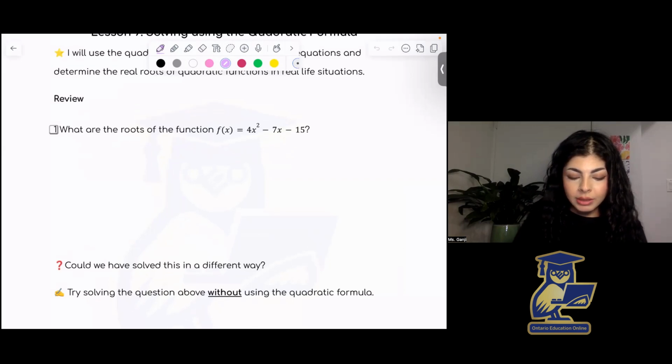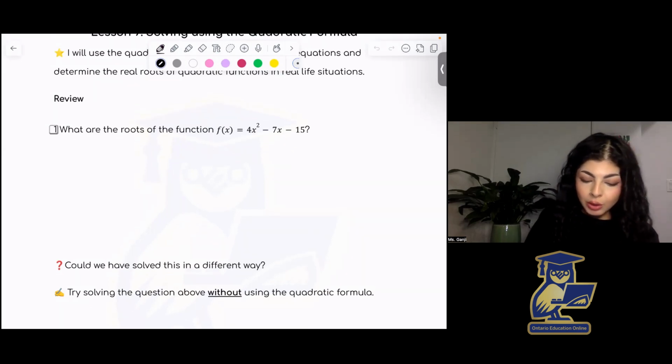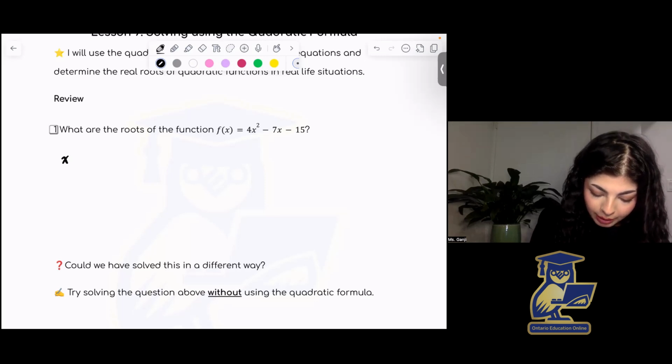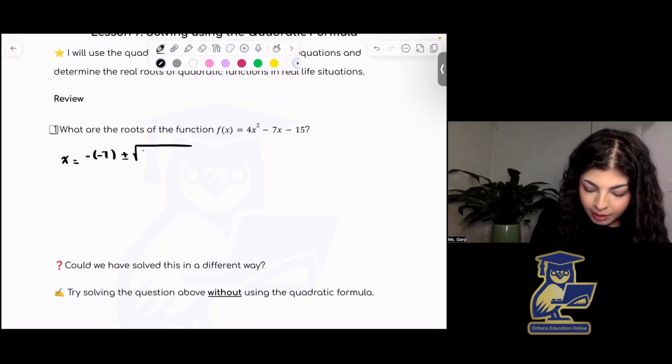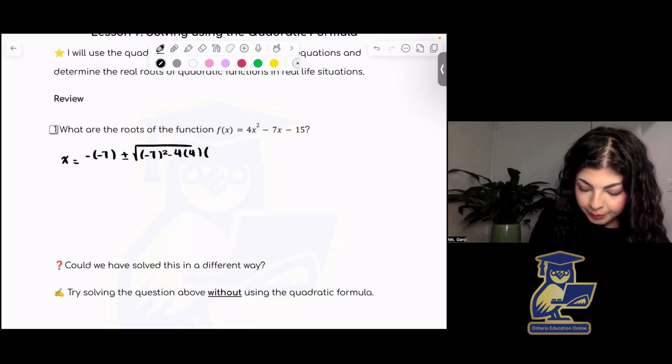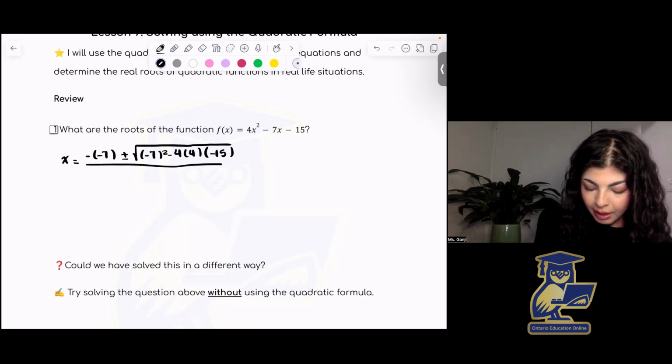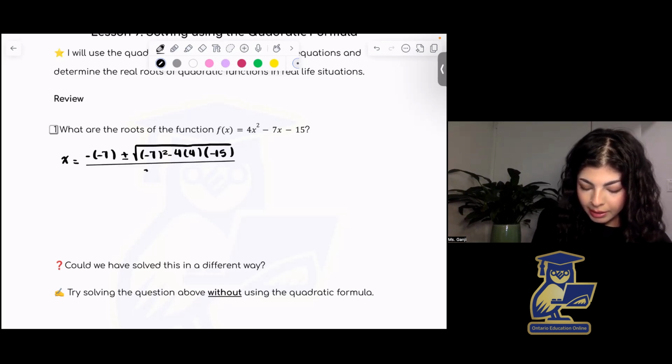So we're starting with our first example where we're given the function f of x is equal to 4x squared minus 7x minus 15. So we're going to apply the quadratic formula to get negative b plus or minus the square root of b squared minus 4ac, and we will divide by 2a.